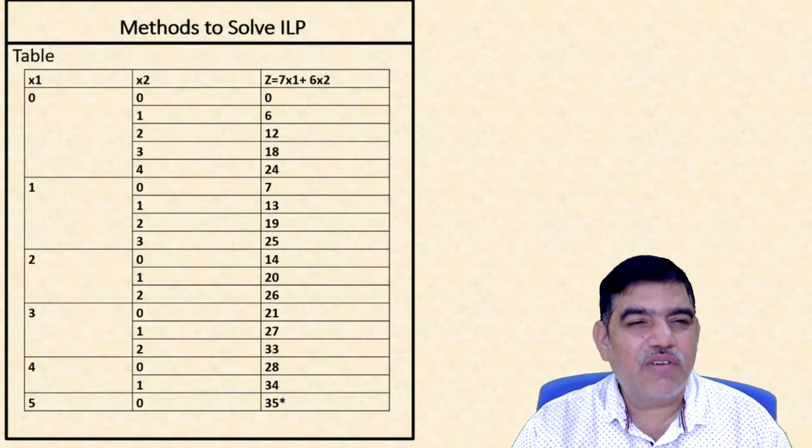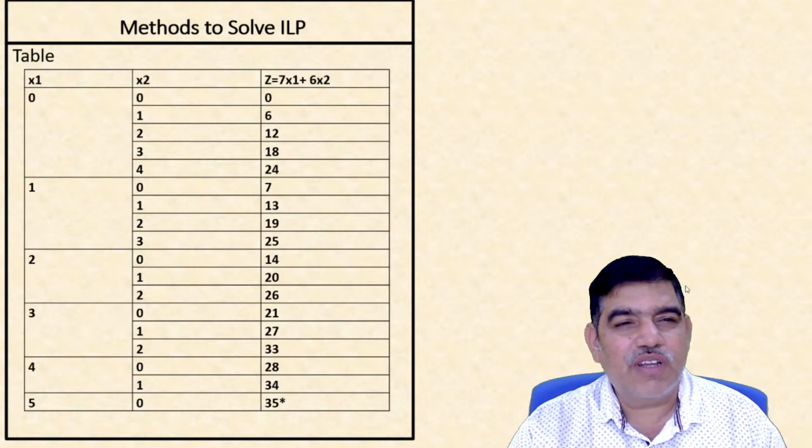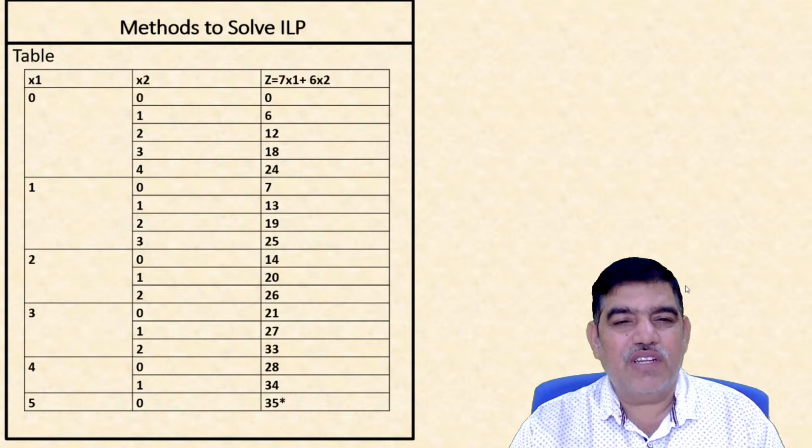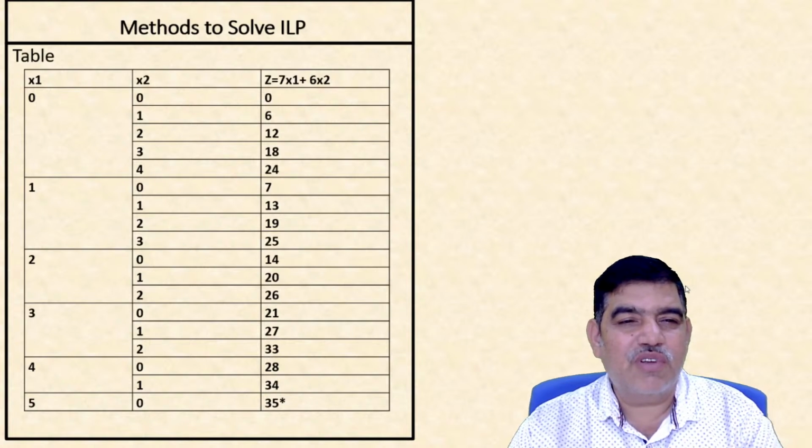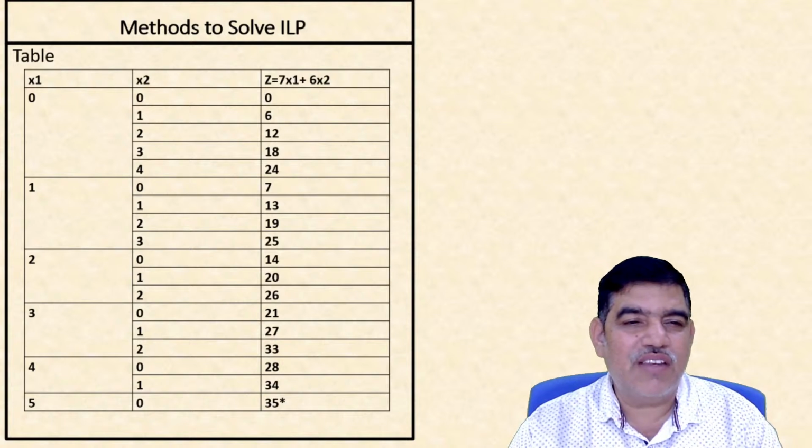Similarly, now we take the case x1 becomes 1 and x2 becomes 0. When x1 becomes 1 and x2 becomes 0, what is the z value? That is 7x1. 6x2 is already 0. So 7x1 means 7 into 1, that is 7. And when x1 equal to 1 and x2 equal to 1, that is 7 plus 6, that is 13.